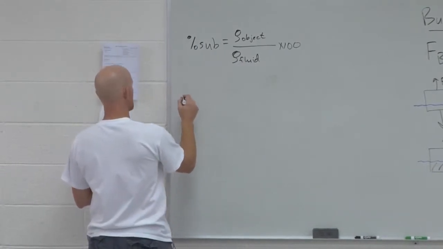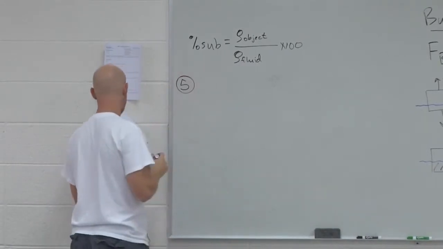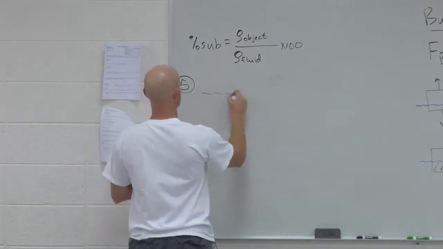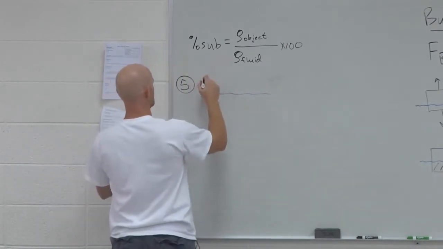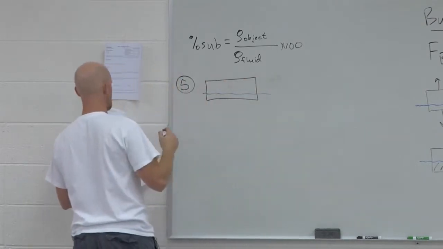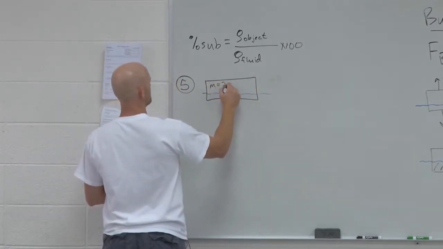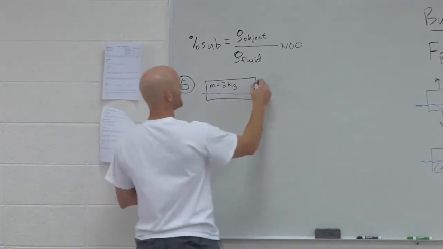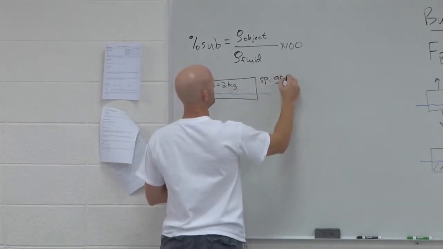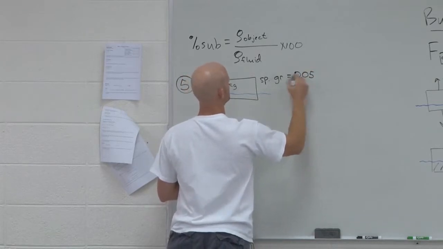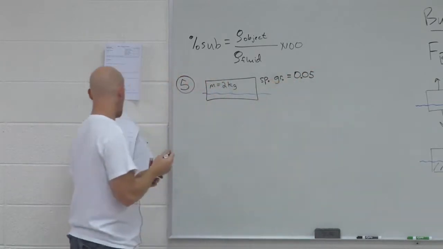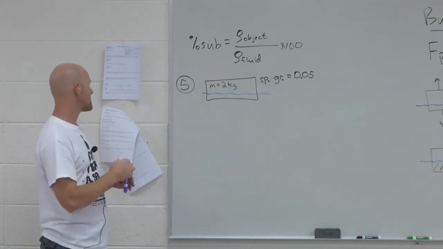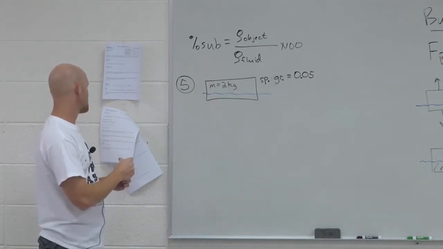If you look at number 5, a large piece of styrofoam. Let's just draw a large piece of styrofoam, and it's got a mass of 2 kilograms, a specific gravity of 0.05, and is floating in a pool of water. What volume of the piece of styrofoam is submerged below the surface?